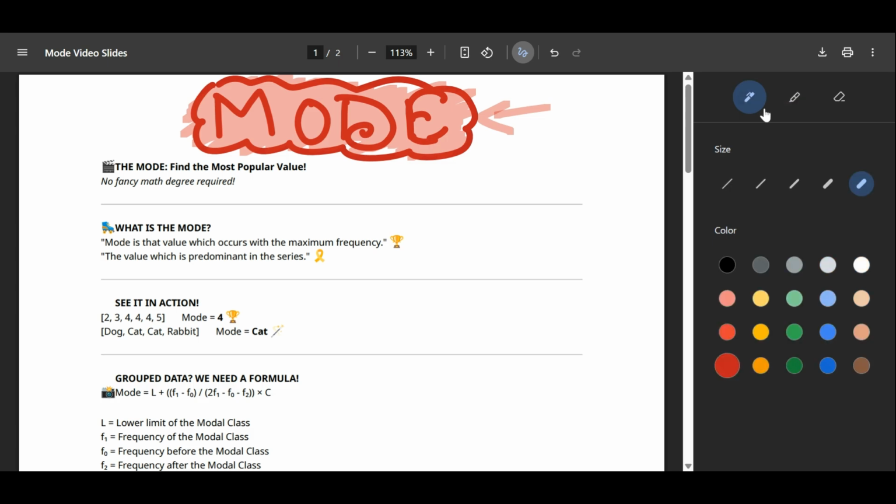So, what is the mode? The definition in my notes says it perfectly. Mode is that value which occurs with the maximum frequency. In simple terms, it's the most popular kid in class, the song you have on repeat, the most common item in your dataset. If something happens more than anything else, that is the mode. Another great way my notes put it is mode is a value of the variable which is predominant in the series. Predominant, I love that word. It means it's the boss, the one calling the shots.